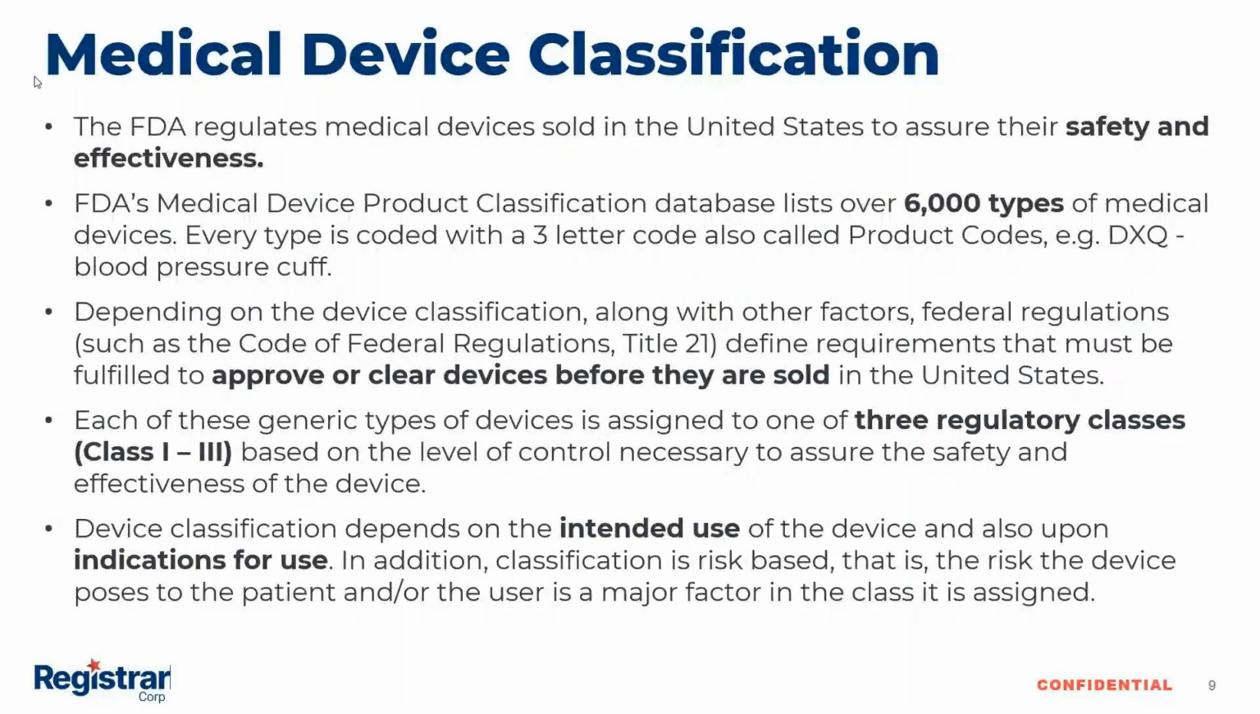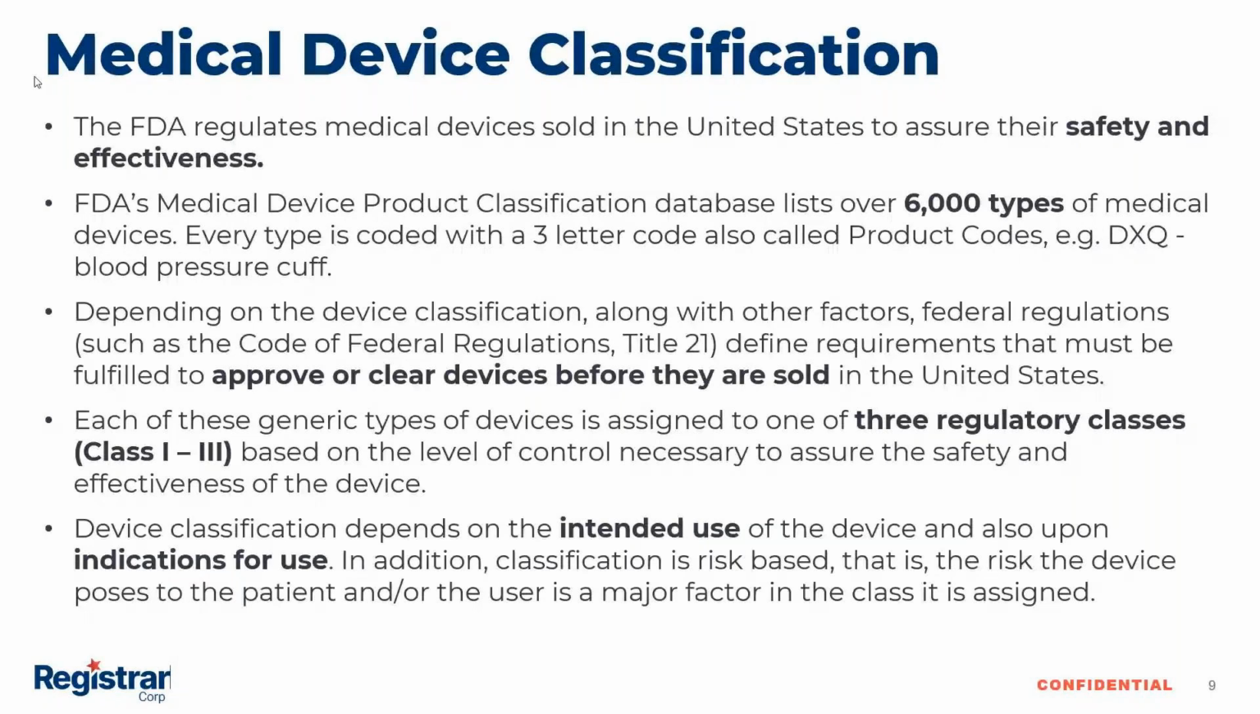Medical device classification. So the FDA has grouped medical devices based on their risk. And the FDA regulates medical devices in the US to assure their safety and effectiveness. The FDA is using the product classification database. That is a public database, and if you are not sure what class your device would fall into, you can use the database to do research.